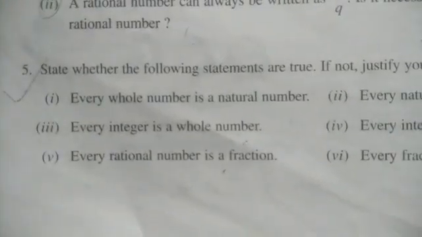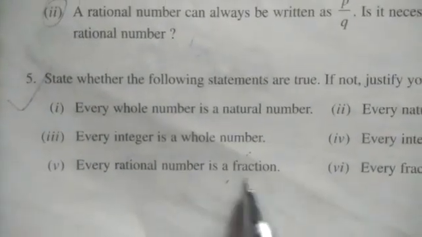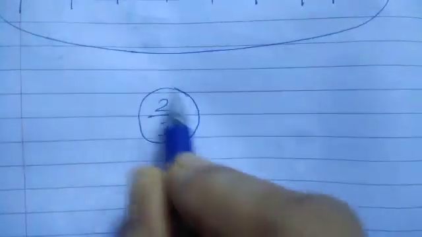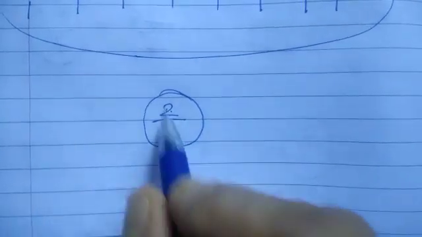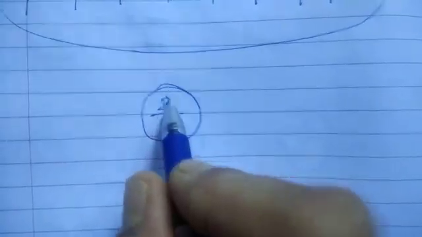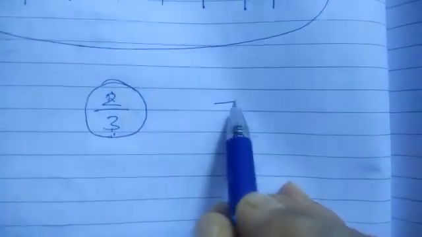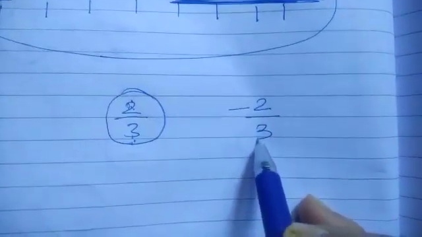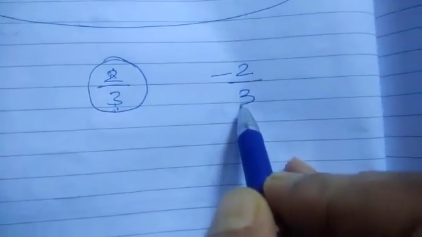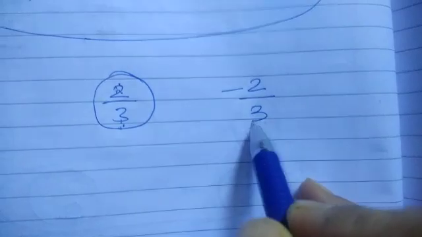Every rational number is a fraction. This is false because you know in a fraction both numerator and denominator should be positive. According to the definition of fraction, both numerator and denominator will be natural numbers. But a rational number can be negative. So every rational number cannot be a fraction. So this is false. Now come to next one.